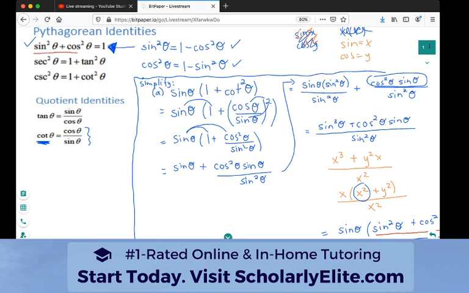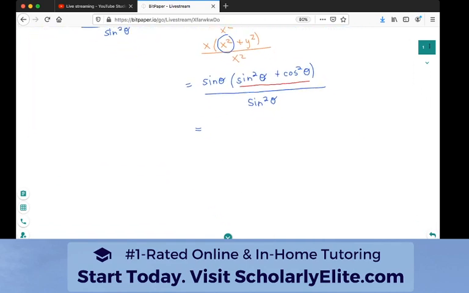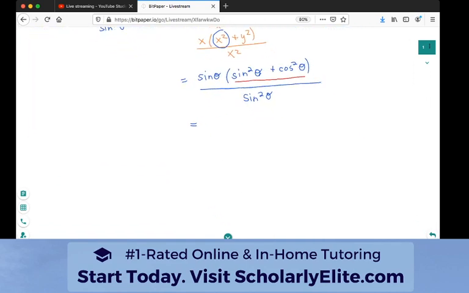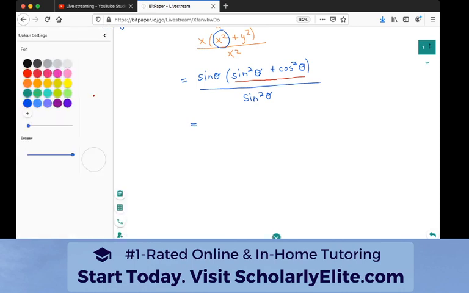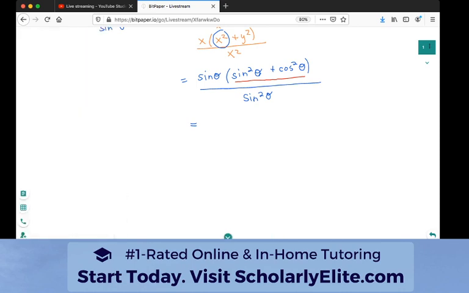What is this guy? Sine squared theta plus cos squared theta equals 1. Well, if I'm simplifying, I sure would rather have the number 1 there instead of all of that mumbo jumbo. So let's go ahead and change that. This part stays exactly the same for now, and this part changes to 1 right there. And then we've got this.